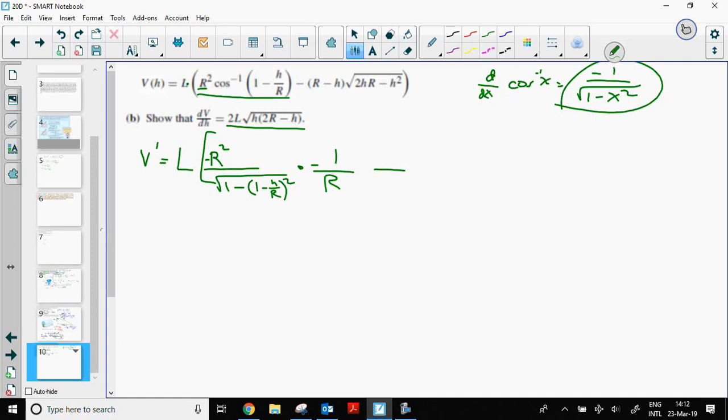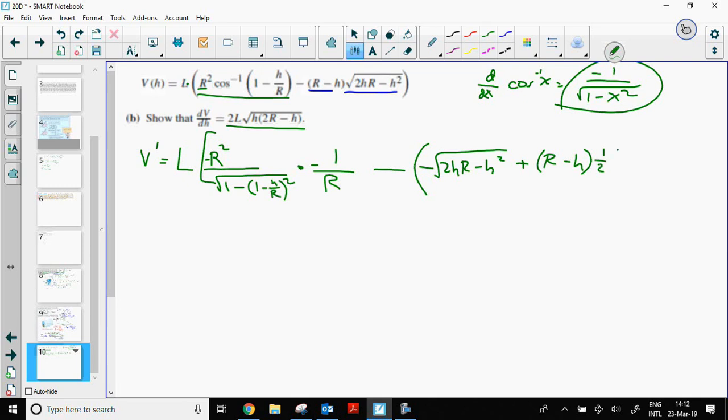minus. Our second term, we could either choose to distribute or we could view this as a product. That's how I'll do it. It's r minus h times that square root. So the derivative of r minus h, for starters, is just going to be minus 1. So it's minus 1 times the square root. And then we're going to add to that r minus h times the derivative of the square root.